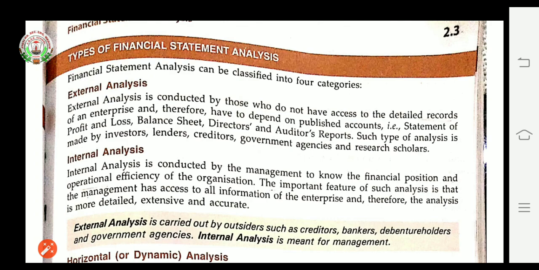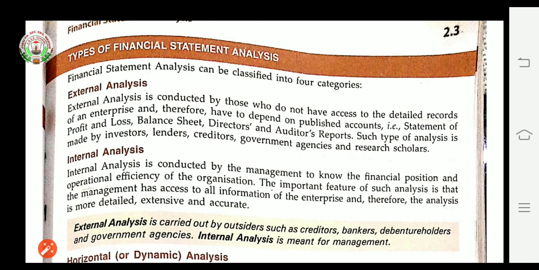Now this type of analysis is made by investors, lenders, creditors, government agencies and research scholars. Research scholars means scholars who are working in research and getting a stipend. So all these people will conduct external analysis.